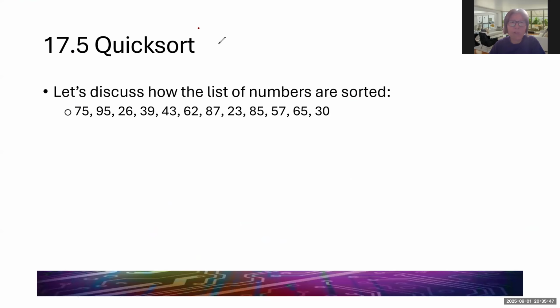Let's take a look at this example. In quicksort, we first choose the pivot item. In this case, we start with the first item. Then we do the split. How do we do the split? We split the remaining items into a left sublist and a right sublist.